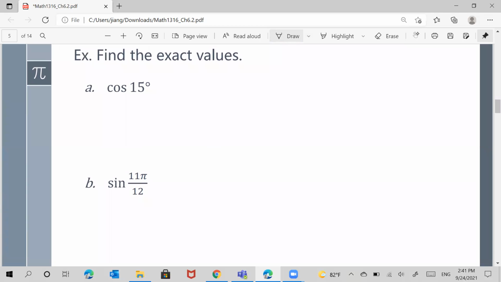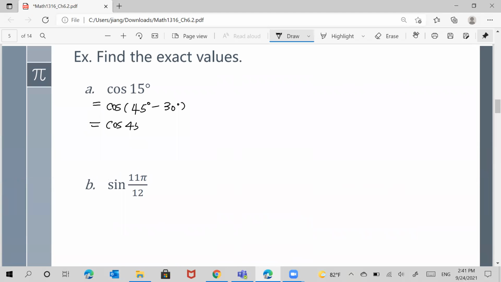The first one, we are looking for cosine 15. So cosine 15 equals 45 degrees minus 30 degrees. So by using the formula of cosine, let's see. So this one equals cosine 45 degrees times cosine 30 degrees. Since here is minus, we need to plus sine 45 degrees times sine 30 degrees.